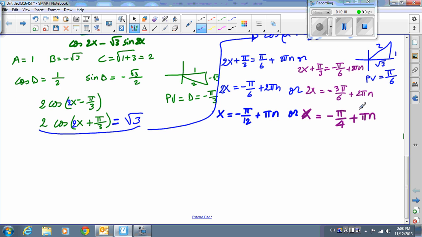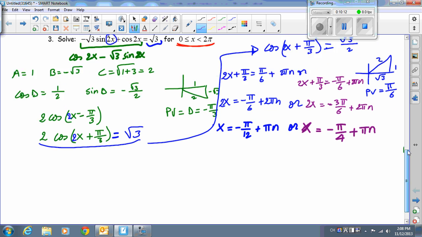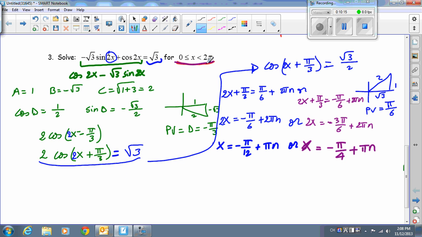Note that this is just a general solution. Our goal is to find all solutions between 0 and 2 pi. So negative pi over 2 is not a good answer. Negative pi over 4 is not a good answer. So the first good answer is in case I plug in 1 here. So if I plug in 1 here, I have 12 pi over 12 minus pi over 12 will give me 11 pi over 12. The second one is in case I plug in 1 here, I will have 4 pi over 4 minus pi over 4. That will give me 3 pi over 4.